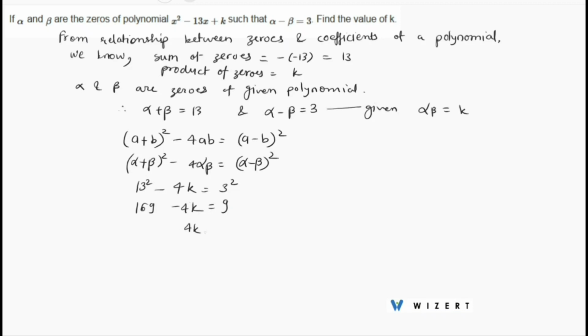So we get 4k equal to 169 minus 9, which is equal to 160. So we get k equal to 40. So from here we get value of k as 40. This is the answer.